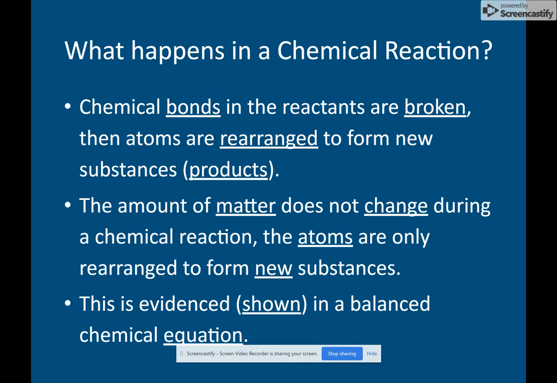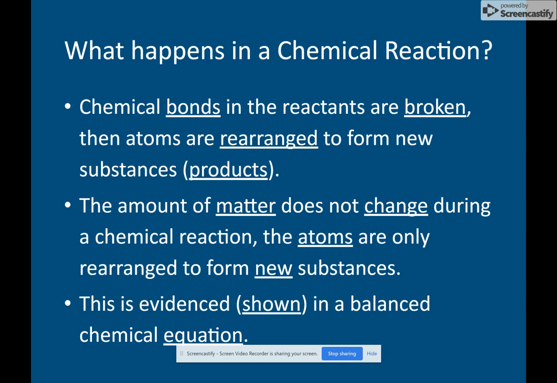So, what happens in a chemical reaction? This is all review. In a chemical reaction, the chemical bonds in our reactants are broken, the atoms are rearranged, and they form new substances called products. Remember, reactants react to produce products. The amount of matter does not change during a chemical reaction. The atoms are only rearranged to form new substances. And we show this in a balanced chemical equation.